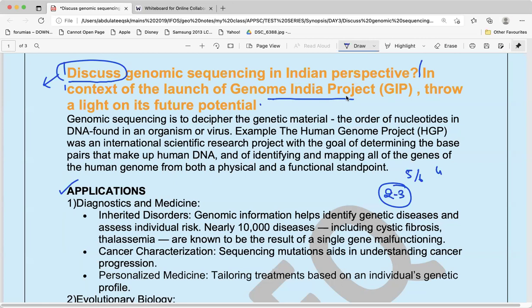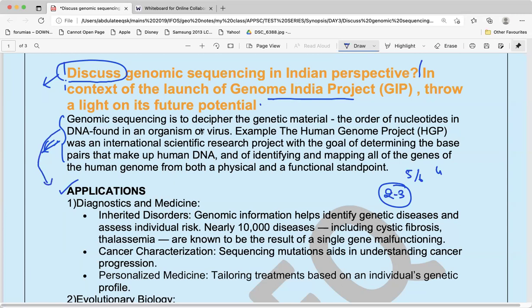Now the question is asking not the Human Genome Project, it is asking to discuss genome sequencing in the Indian perspective. We have to discuss this concept of genome sequencing in the Indian perspective. So first we will discuss what this genome sequencing is. Introduction should always set context, friends. Please know, do not just memorize introductions and pour them over there. It should suit the body. When I flow from introduction to the body, it should look like a natural transition.